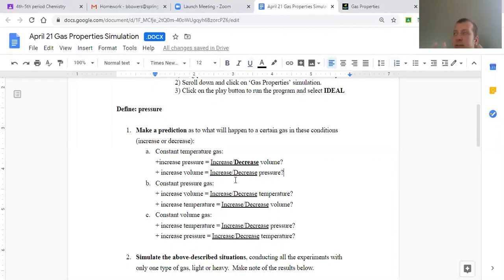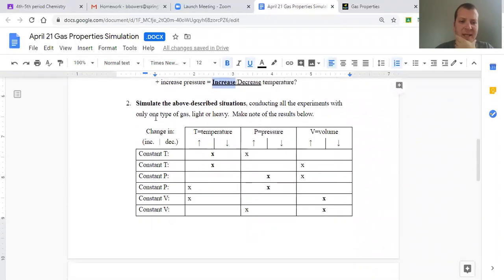Constant temperature again, if I increase the volume, what's going to happen to my pressure? If I increase my volume, I think my pressure is going to decrease as well. This is my guess. But I want you to guess on these. Let's say, I guess increase, I guess decrease there, increase, and increase. I don't know. They're guesses. And then I'm going to scroll down, and this is where you simulate.